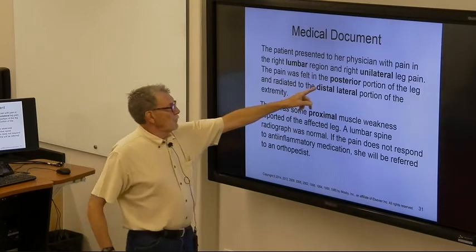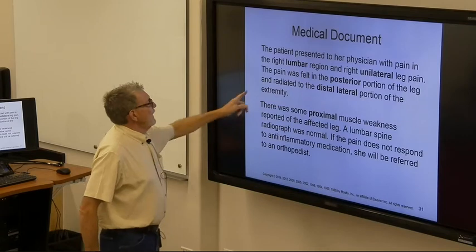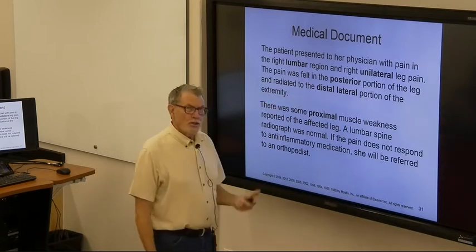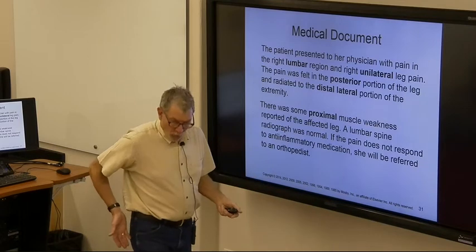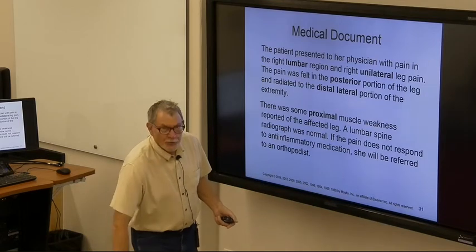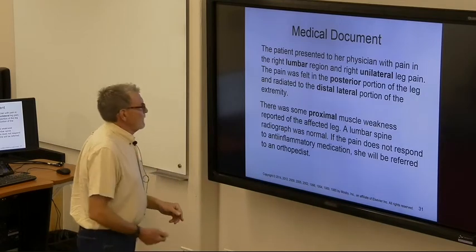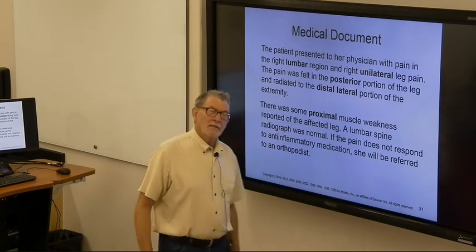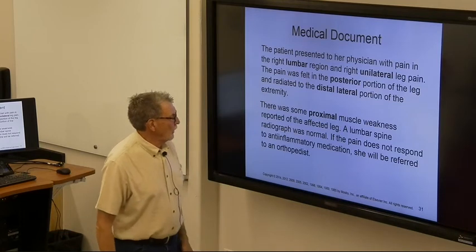Pain was felt in the posterior portion of the leg and radiated to the distal lateral portion of the extremity. So it's all the way down and out to the side. Proximal muscle weakness reported in the affected leg. It doesn't work as well as I would like.